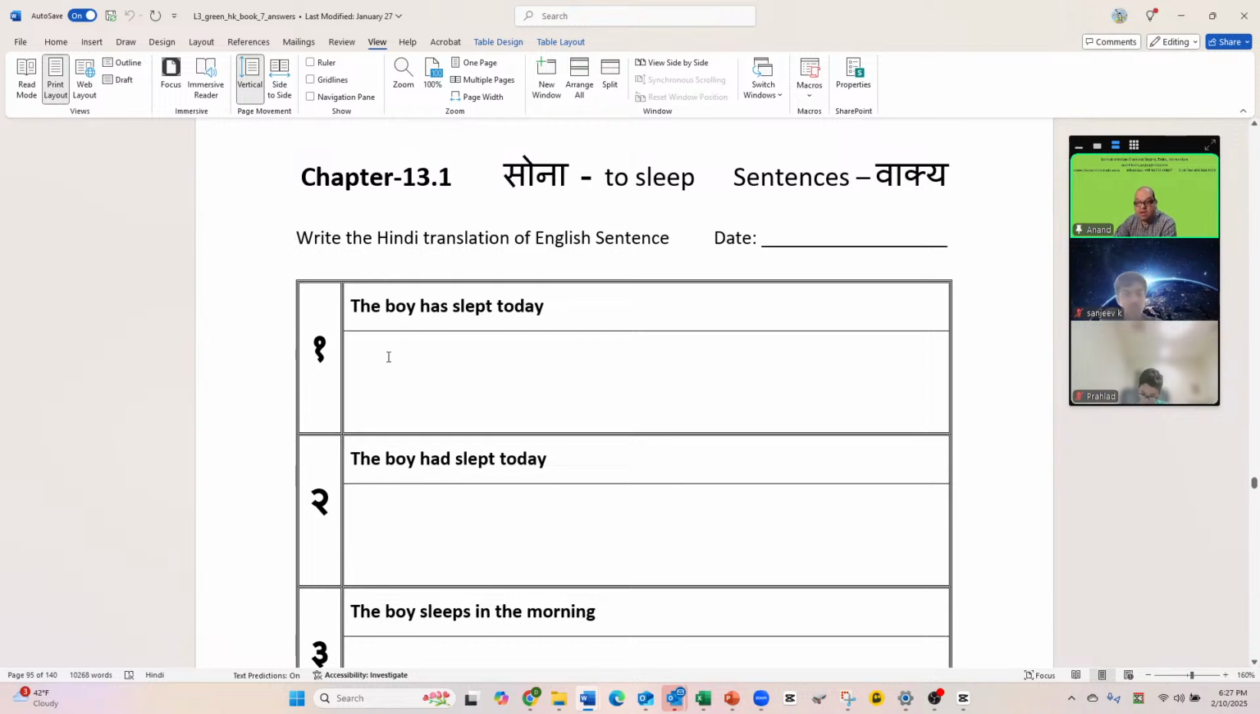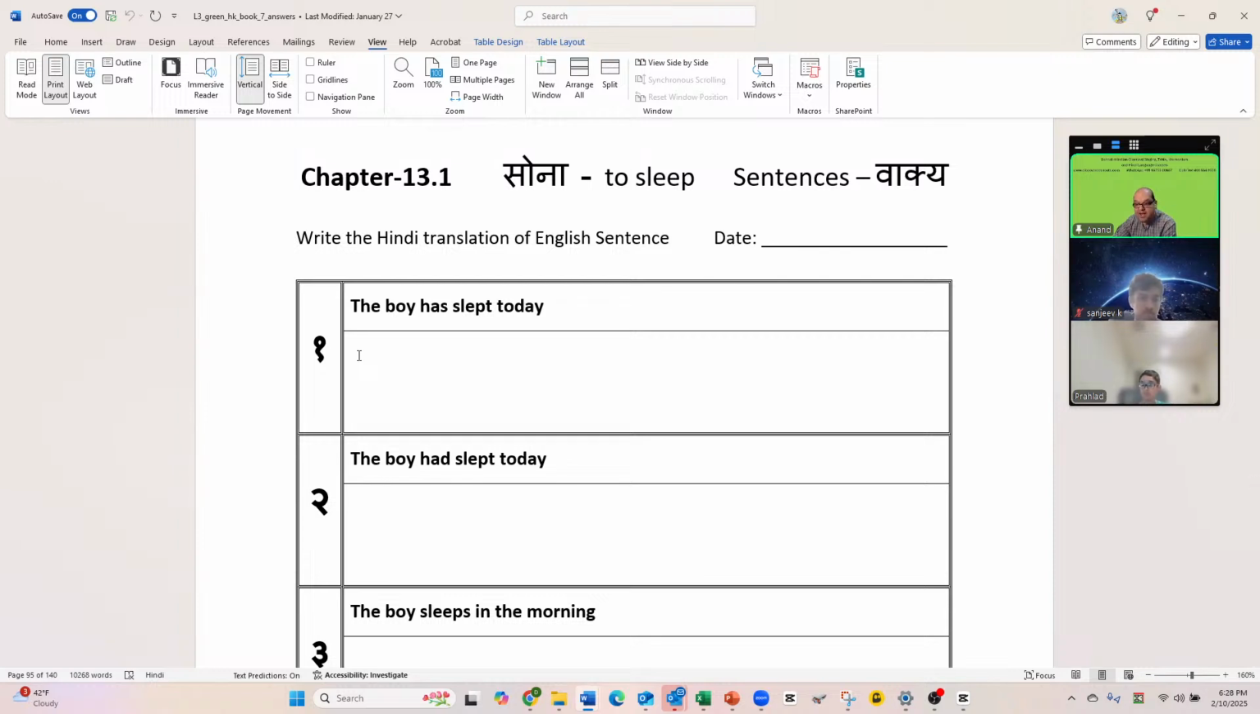So the first sentence is the boy has slept today. The second sentence has the boy had slept today. So let's talk about the first sentence. Ishan, keep off mute. Well, actually, Ishan, let me have Prahlad do it. Prahlad, I want you to come off mute and Ishan, you will do the next page. So the boy has slept today. So Prahlad, come off mute.